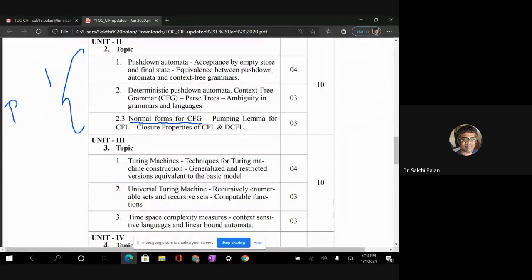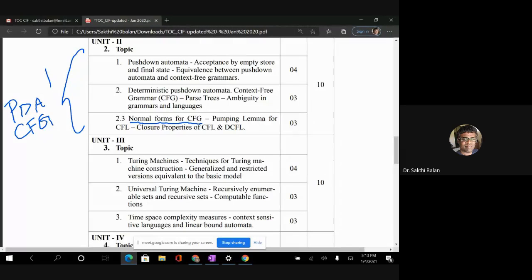So that is called as PDA. PDA and context free grammar, both we will be looking at. Okay. So these two we will be looking at, and we will be defining various versions of push down automata. That is acceptance by empty store, acceptance by final state, and then we will be showing the equivalence between the push down automata and context free grammar.